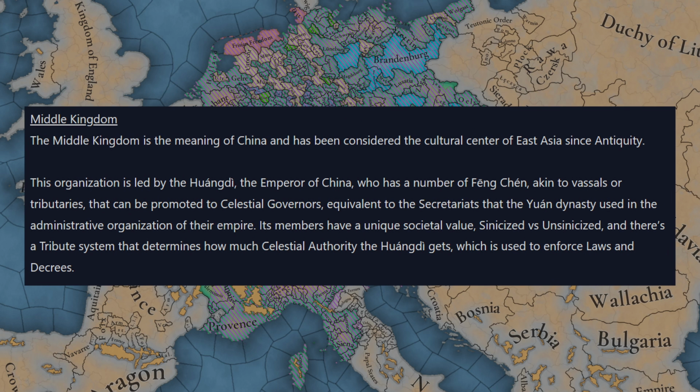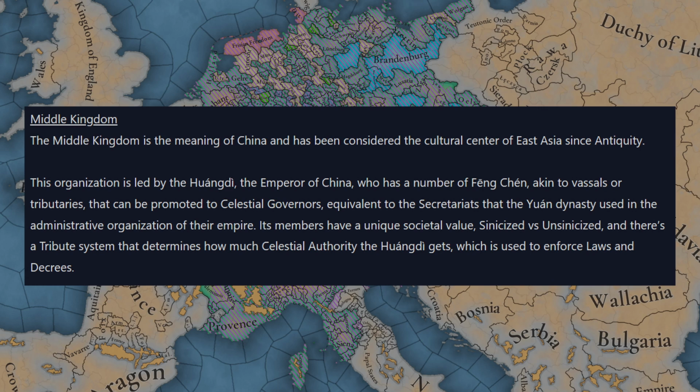The next one is the Middle Kingdom, which is the meaning of China as being considered the cultural center of East Asia since antiquity. This organization was led by the Emperor of China, who has a number of Feng Chen, akin to vassals or tributaries, and they can be promoted up to celestial governors, equivalent to the secretariats that the Yuan dynasty used in the administrative organization of their empire. Its members have a unique social value, synthesized and unsynthesized. I probably butchered that as well.